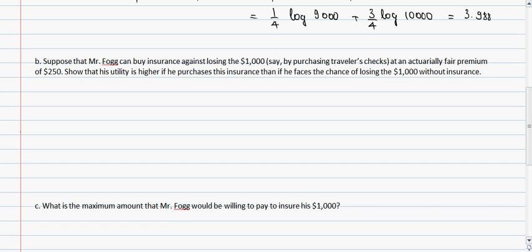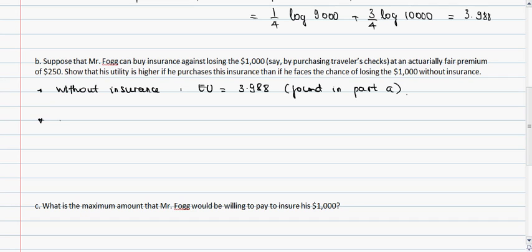We already found the expected utility for the consumer if he doesn't have any insurance, which means he is facing the chance of losing $1,000, in part A. So without insurance, the expected utility for the consumer is 3.988, which we found in part A. Now with the insurance, we try to find out the utility for the consumer.